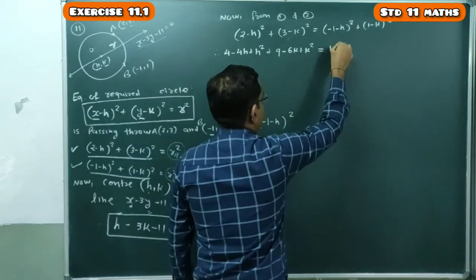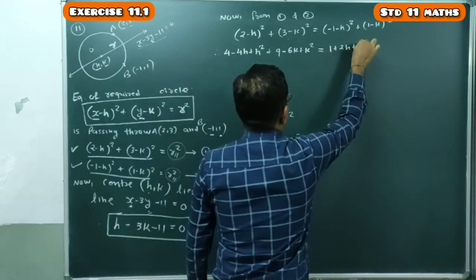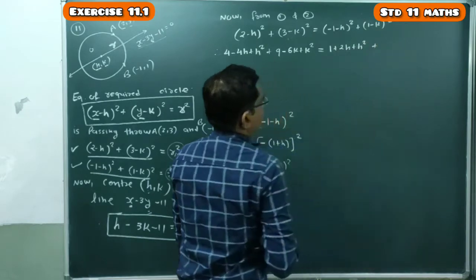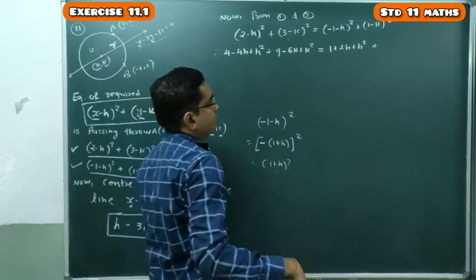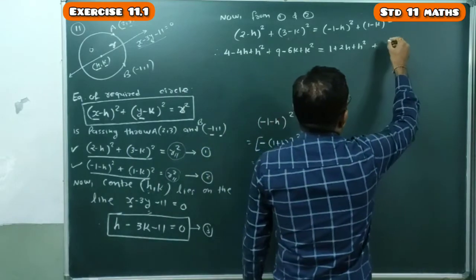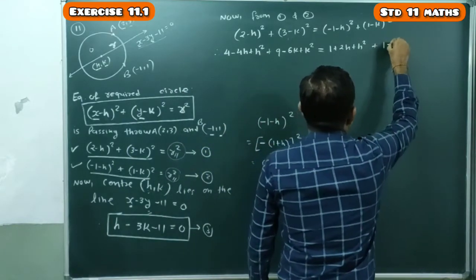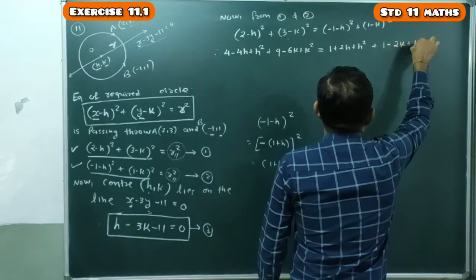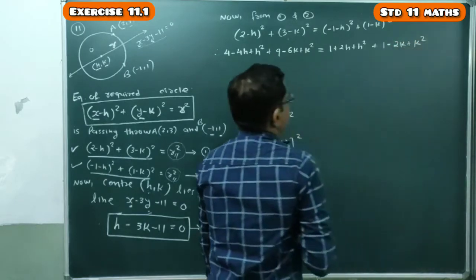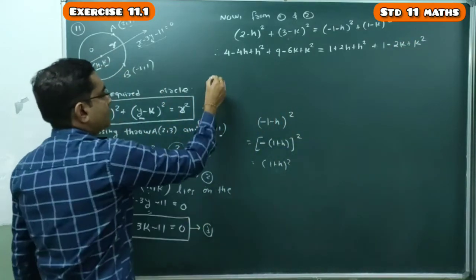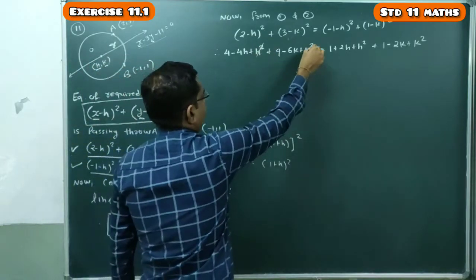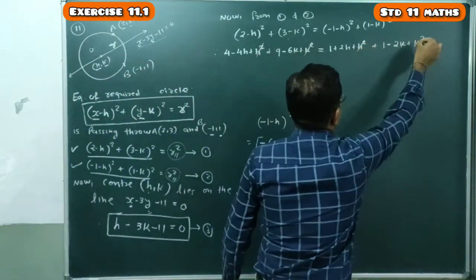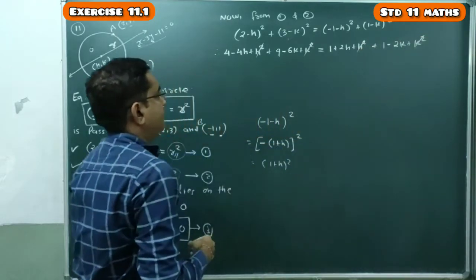So the expansion is 1 plus 2h plus h square, plus (1 minus k) whole square, which is 1 minus 2k plus k square. Clear, students? This is the expansion. Now we have to simplify it. On both the sides, h square plus k square is common, so it can be cut.